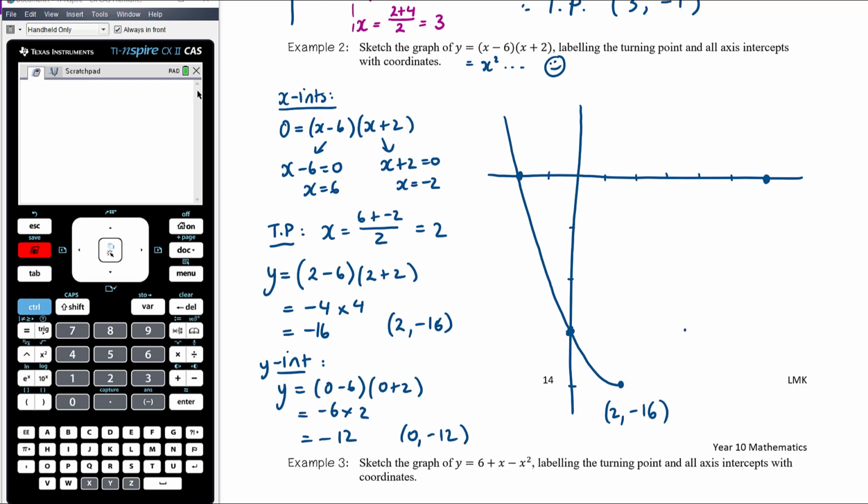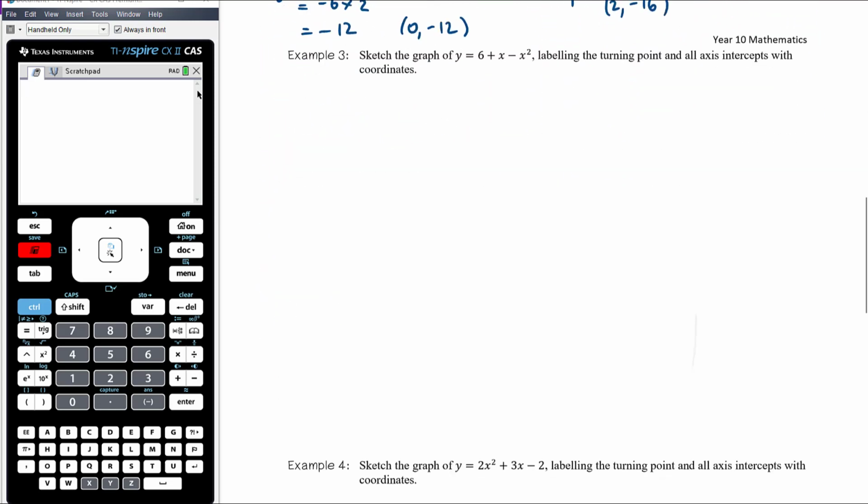Oh, sorry, I hit the edge of the computer. Try that again, I'm going to come the other way. Alright, so we've got 6, 0, negative 2, 0, 0, negative 12, and 2, negative 16 for our turning point. And so we have our completed parabola with all intercepts and turning point marked.